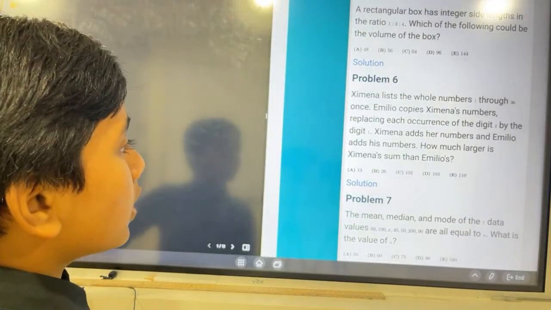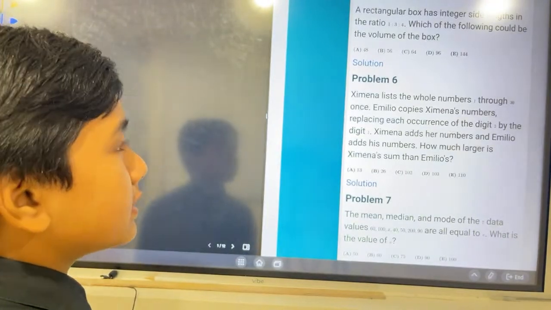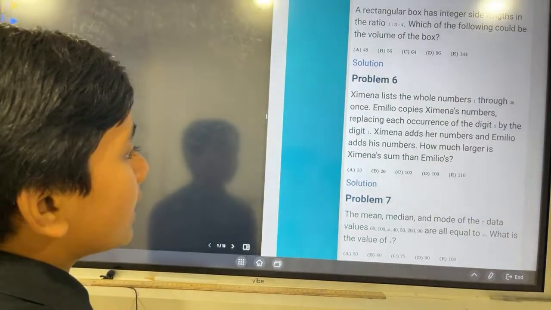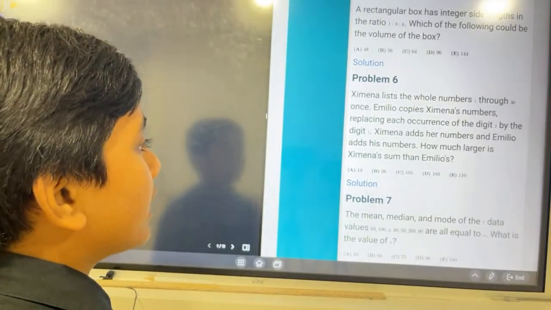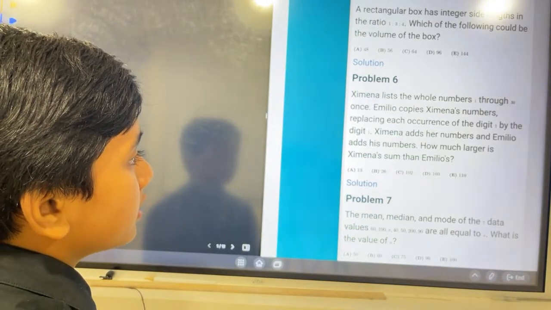Ximena lists the whole numbers 1 through 30 once. Emilio copies Ximena's numbers, replacing each occurrence of the digit 2 by the digit 1. Ximena adds her numbers, and Emilio adds his. How much larger is Ximena's sum than Emilio's?